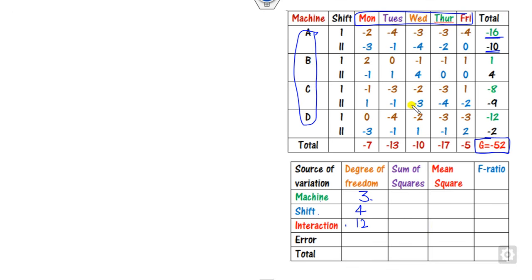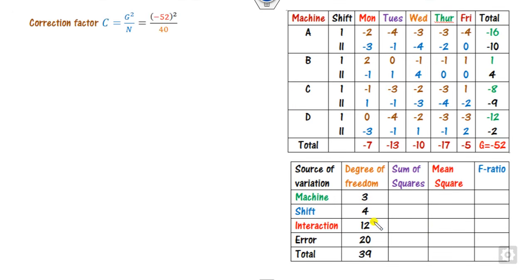What is the total number of observations? How many totals are there? 5 in each row. 1, 2, 3, 4, 5, 6, 7. So how many observations are there? That is 5 plus 5, 10, 20, 30, 40. So this is my 39. You can easily find this number here.